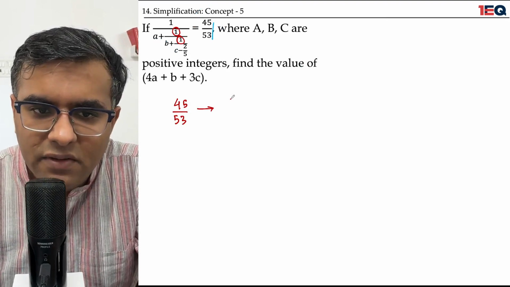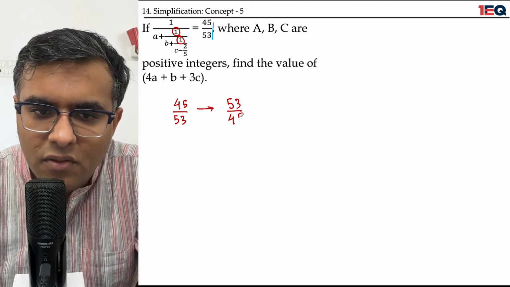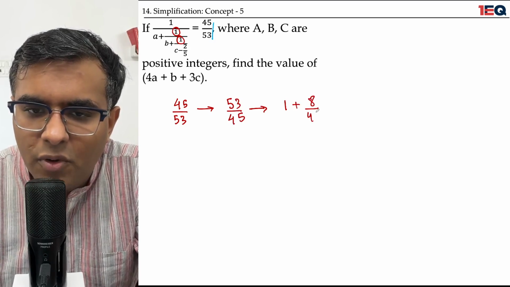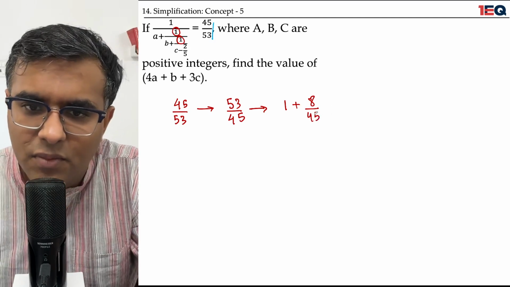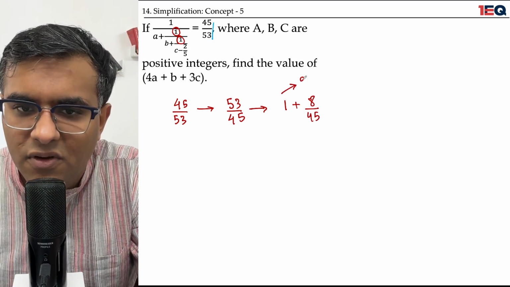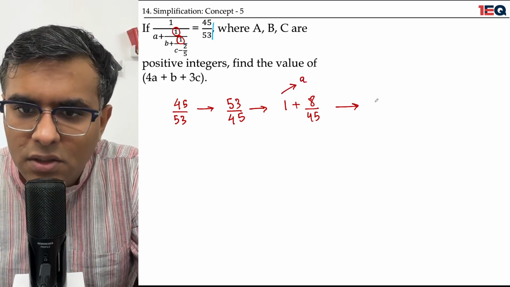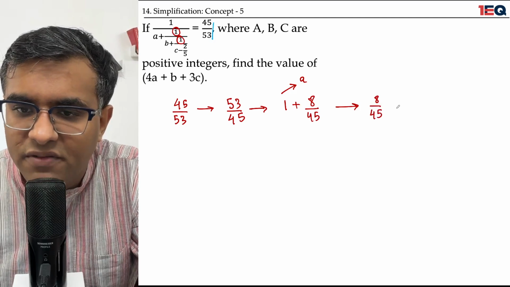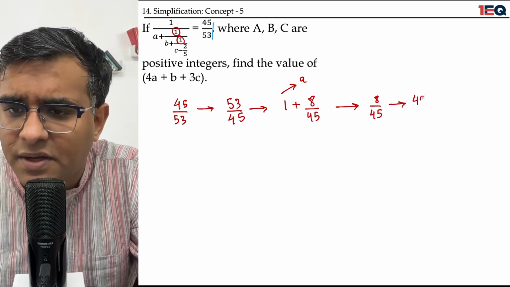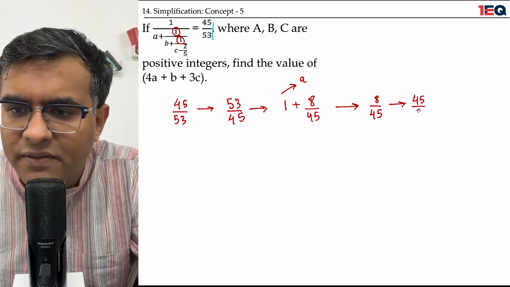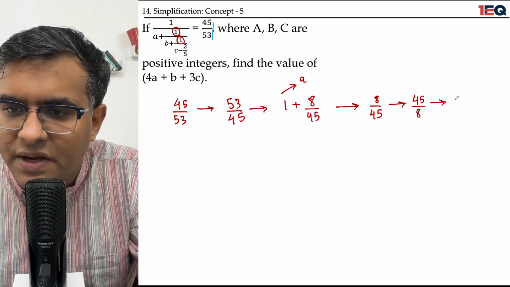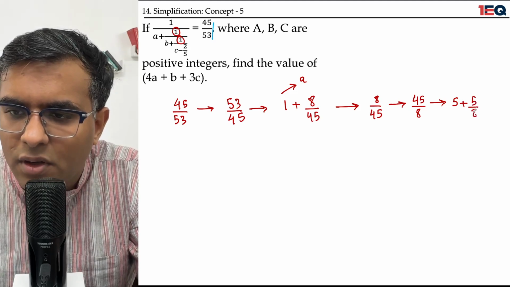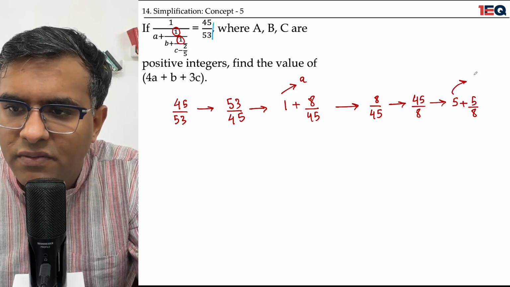45 upon 53, I will flip it in the first go: 53 upon 45. Now moving ahead, converting it into mixed fraction: 1 plus 8 upon 45. That's my first step. So this gives me the value of a. Moving ahead, I need to talk about 8 by 45 now. 8 by 45 would be reciprocal into 45 upon 8. Then converted into mixed fraction. 8 5s are 40, and another 5 upon 8. This is where I reach the value of b.